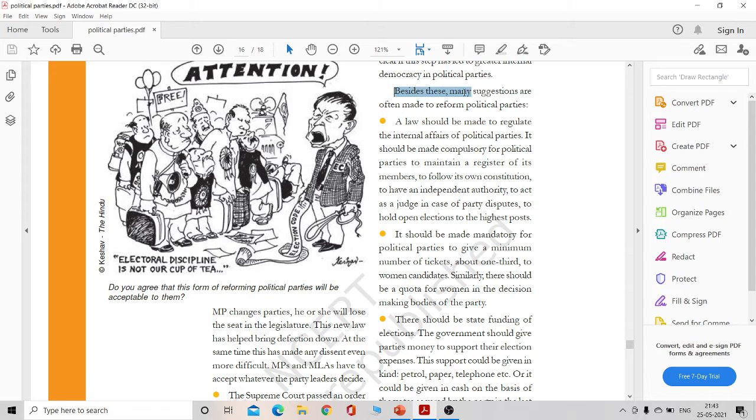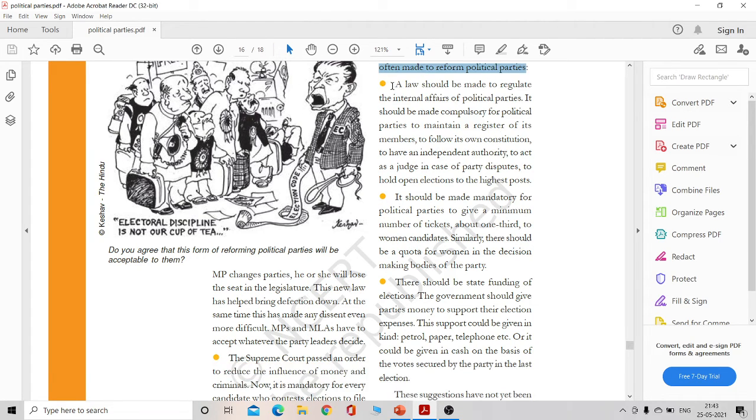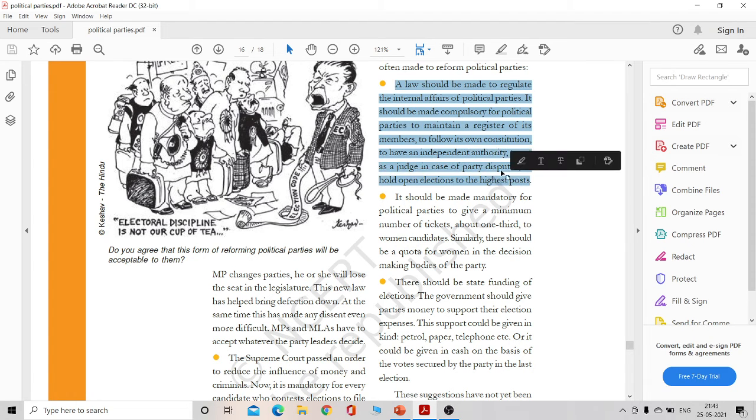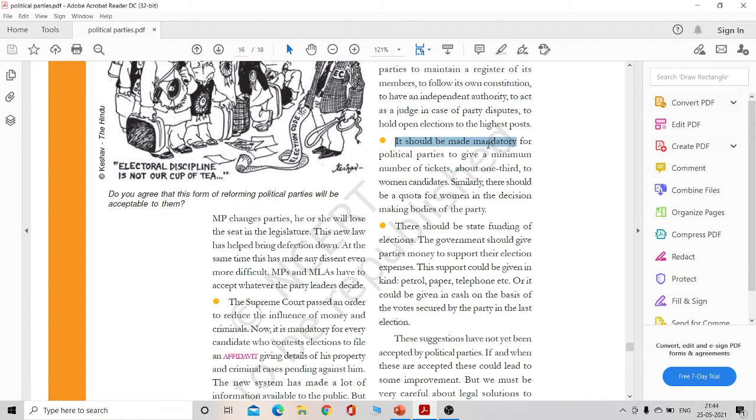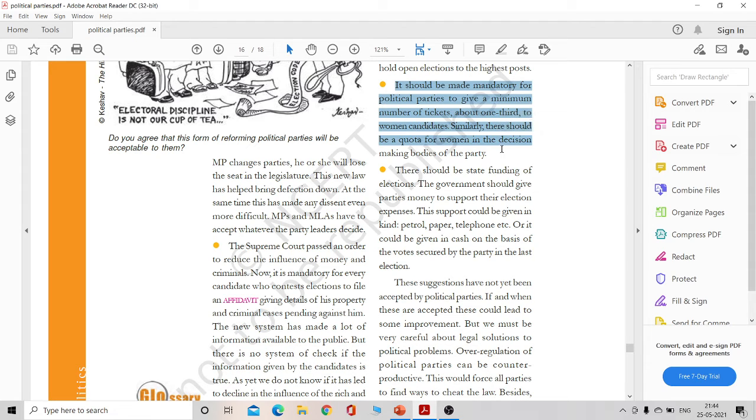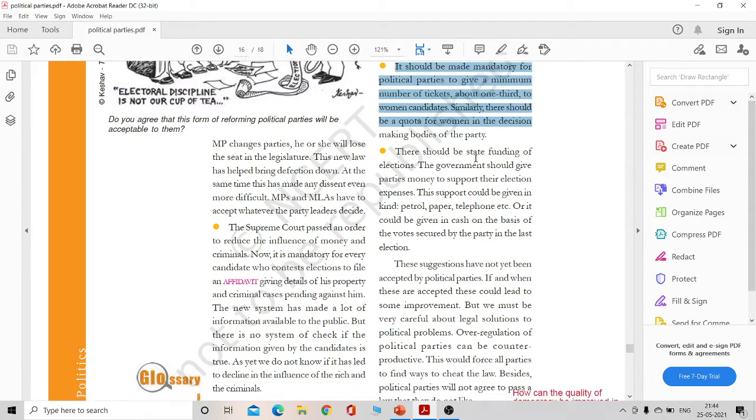besides, many suggestions are often made to reform political parties. So in that case, you can give these points also: that a law should be made to regulate internal affairs of political parties. Then it should be mandatory for political parties to give a minimum number of tickets, about one-third, to women and other depressed classes, scheduled castes and scheduled tribes.